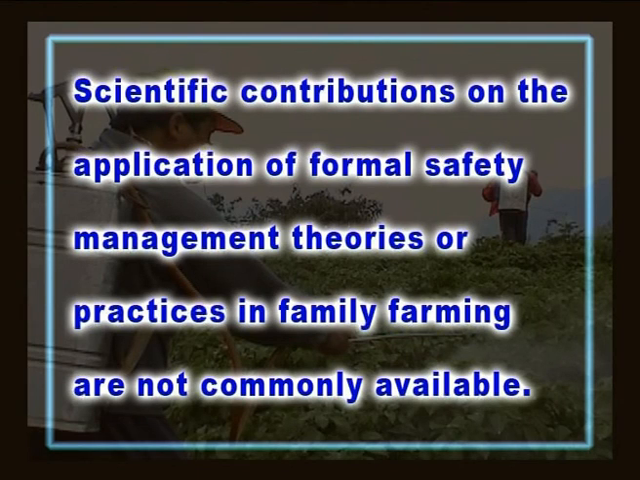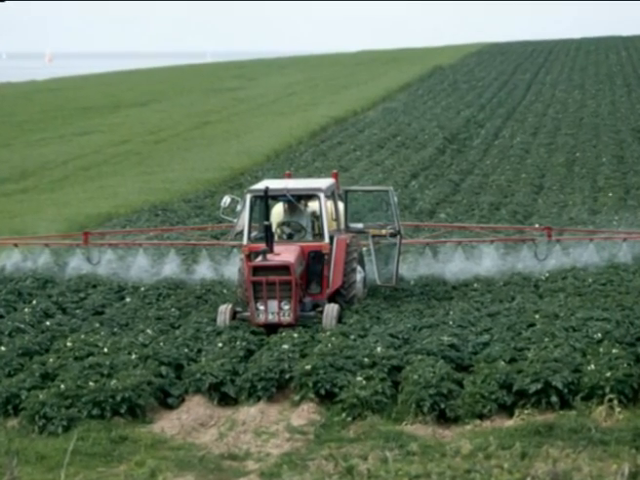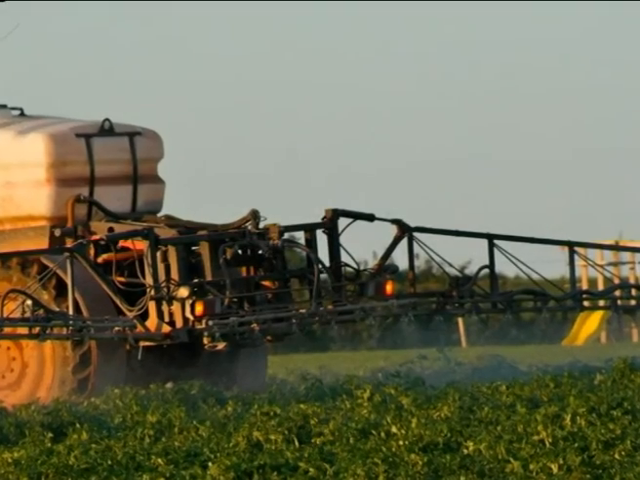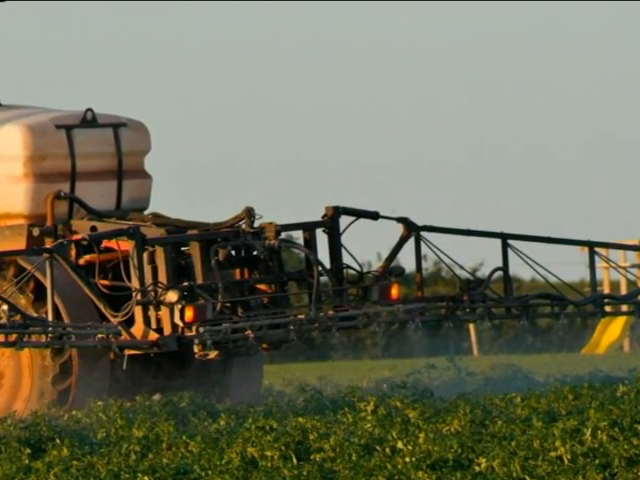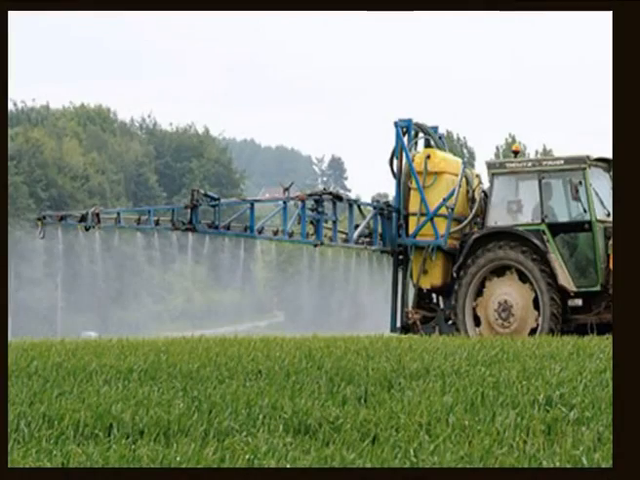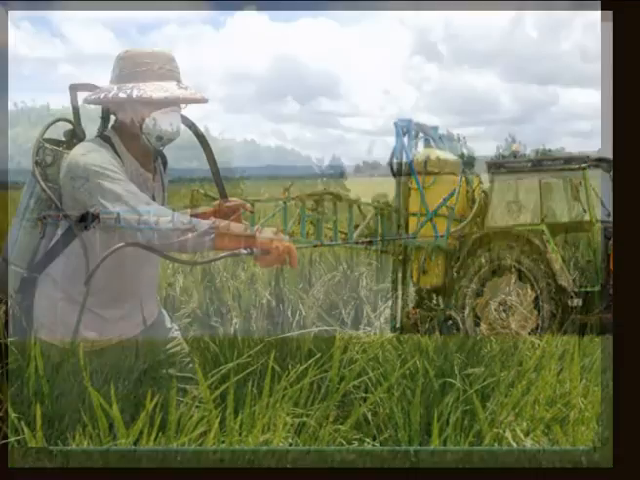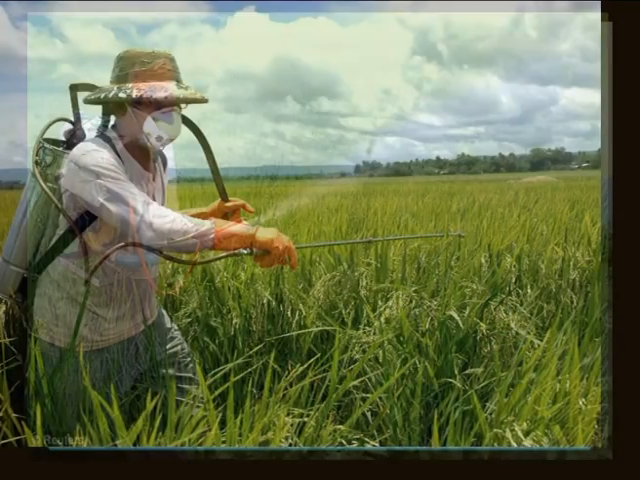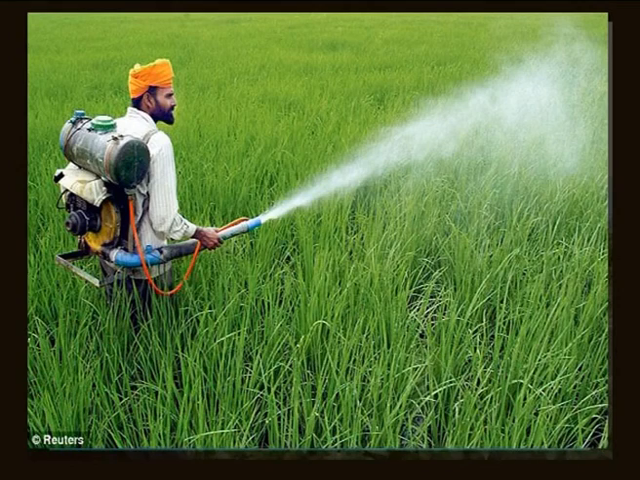Coming to risk management. Risk management principles are not widely used in agriculture. Scientific contributions on the application of formal safety management theories or practice in family farming are not commonly available. Abstract and theoretical methods tend to reduce acceptance among farmers, and a practical approach is needed when risk management systems are implemented. The method used should be practical and economically feasible to achieve a high degree of acceptance among farmers.